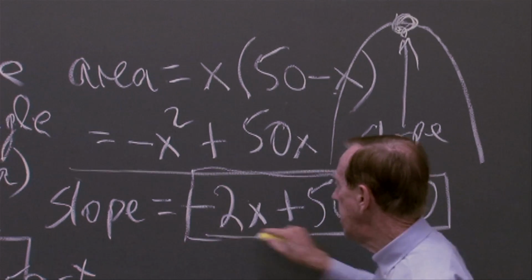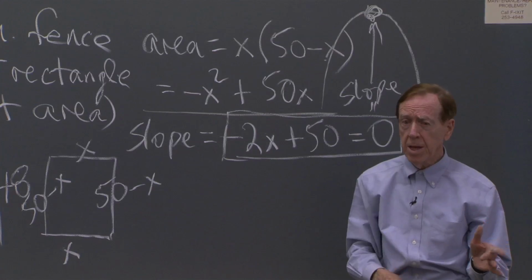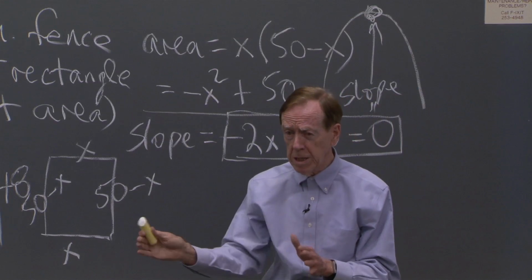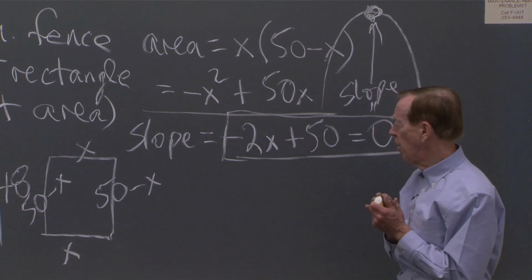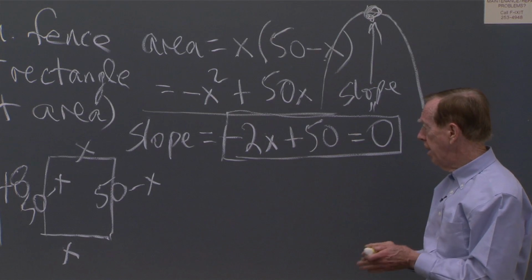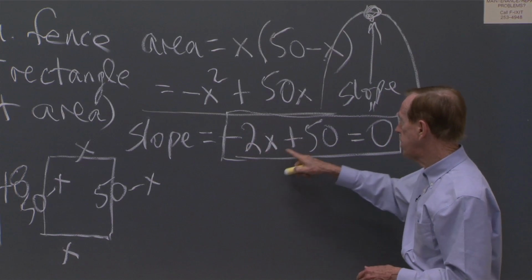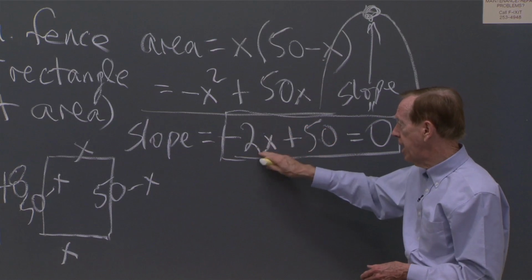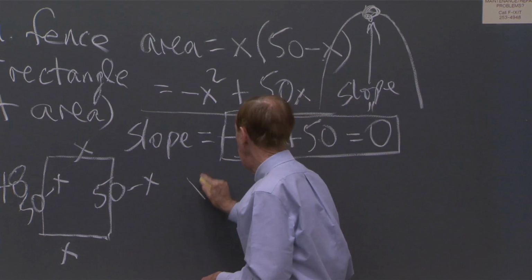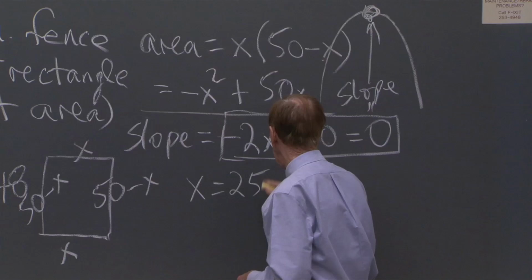So there's our equation for the best x. You see how algebra paid off because we had considered all x's? Calculus paid off because we found the slope. We solve that equation. We get minus 2x plus 50. That means 2x will have to be 50. X will be 25 is best.